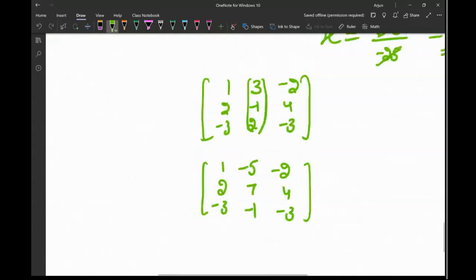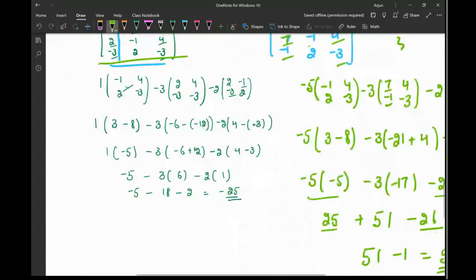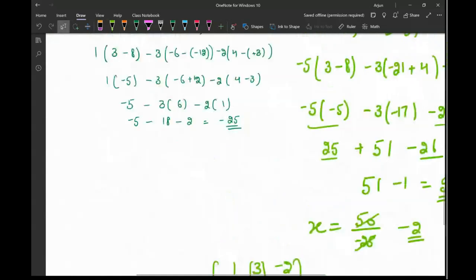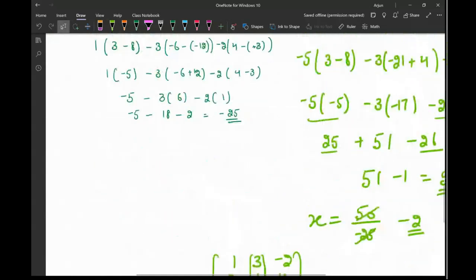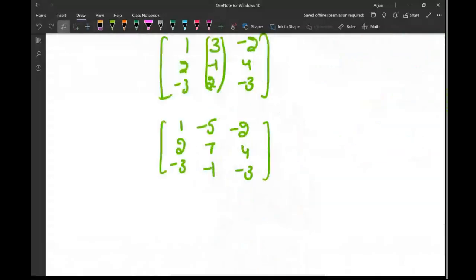Let me just quickly check it so that we don't make any mistake in the final answer. -2, 4, and -3; 1, 2, -3; and 5, 7, and -1. All right, let's try and simplify this determinant.